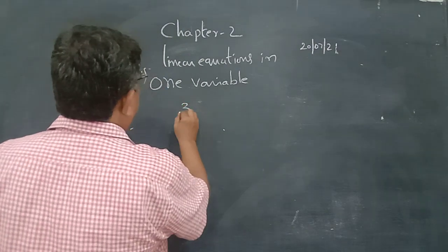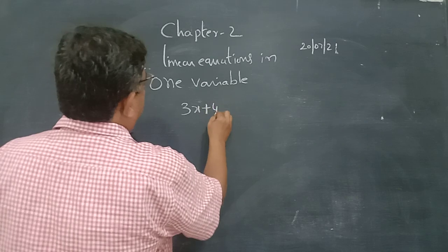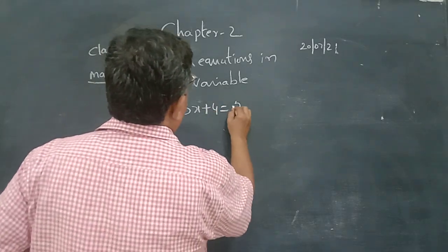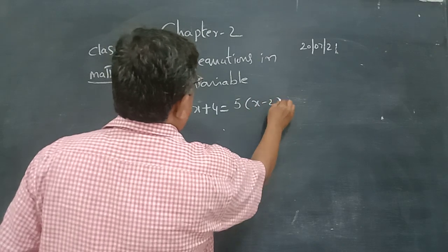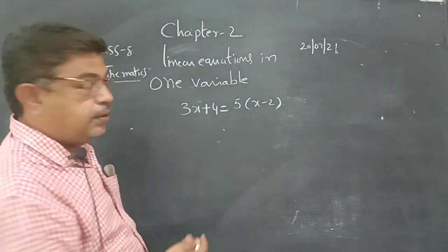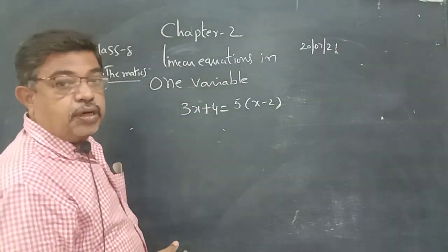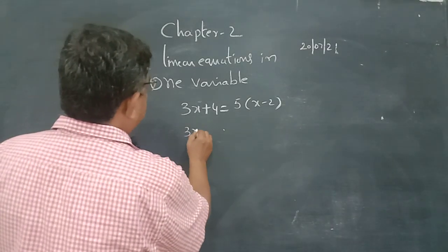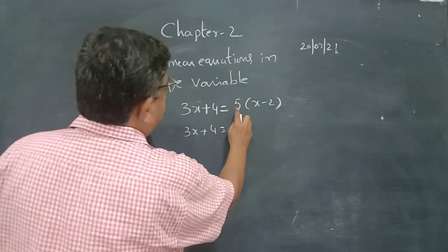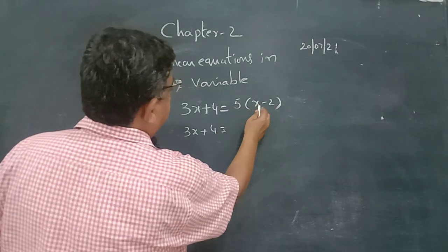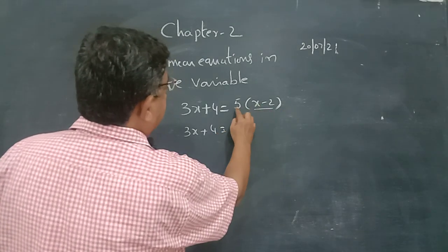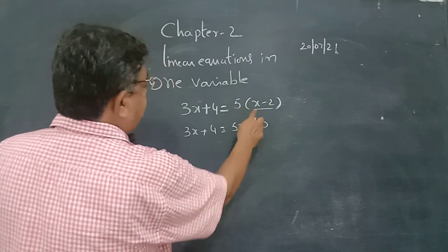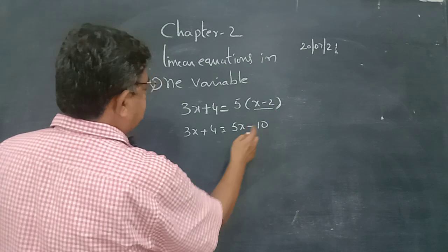3x plus 4 is equal to 5 into x minus 2. If you observe, the variables are on both sides of the equation. So 3x plus 4 is equal to 5 times x minus 2. So multiply both the terms inside the bracket with 5. 5x minus 10. 5 into x, 5x, 5 into minus 2, minus 10.